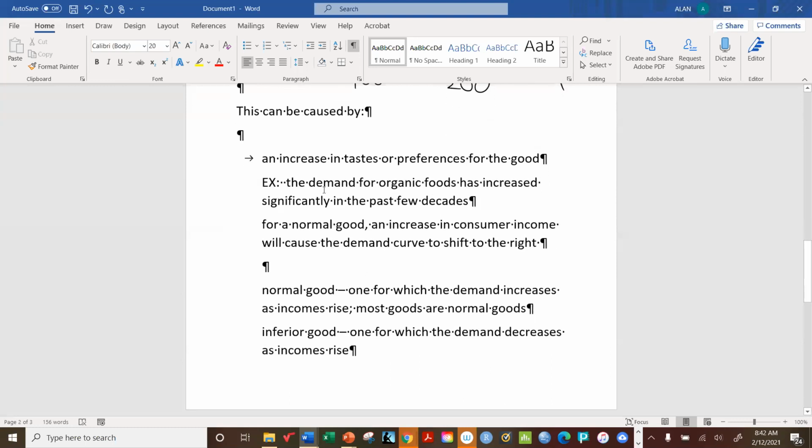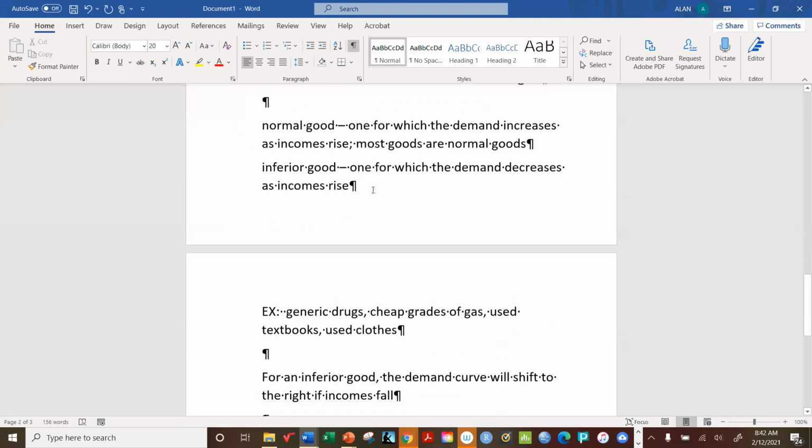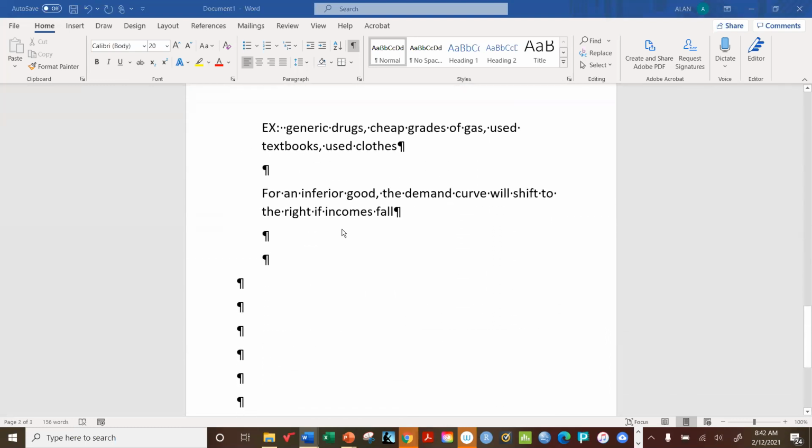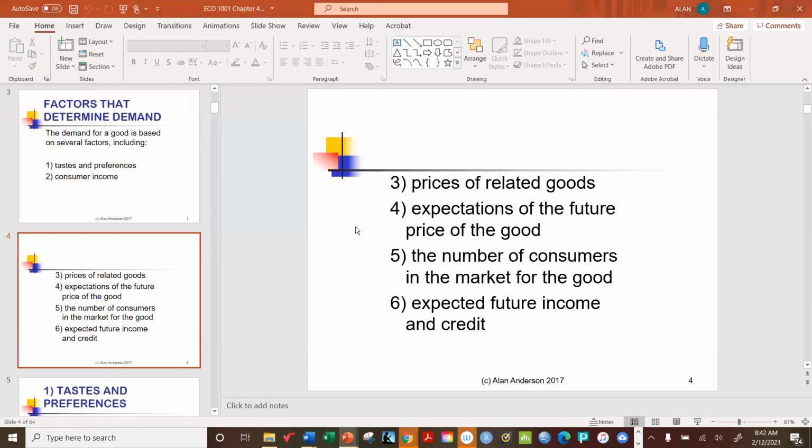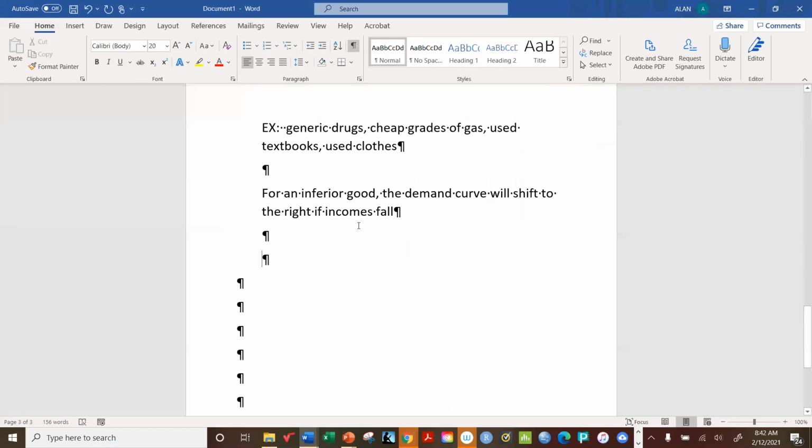Okay, so an increase in taste, that was the first factor. Incomes. Now, number three is the prices of related goods. Now, this one can potentially be very, very confusing.